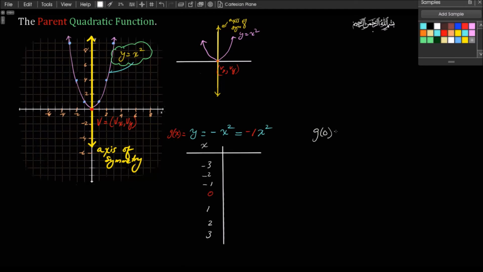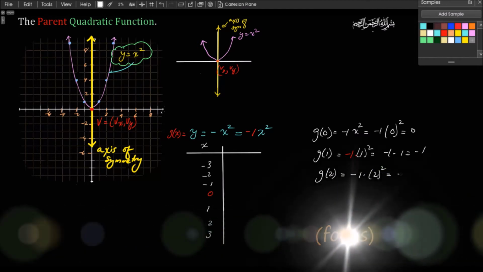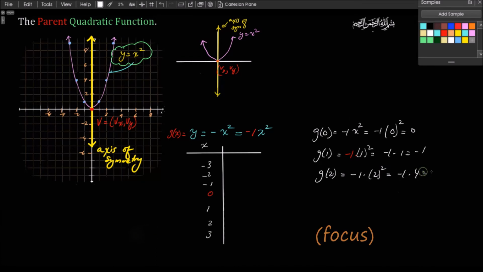G of 0, that's negative 1 x squared, right? So it's negative 1 times 0 squared, that's 0. How about g of 1? Now you have to be careful over here because this is negative 1 times 1 squared, and that is negative 1. How about g of 2? That's negative 1 times 2 squared, and that's negative 1 times 4, and that is negative 4.